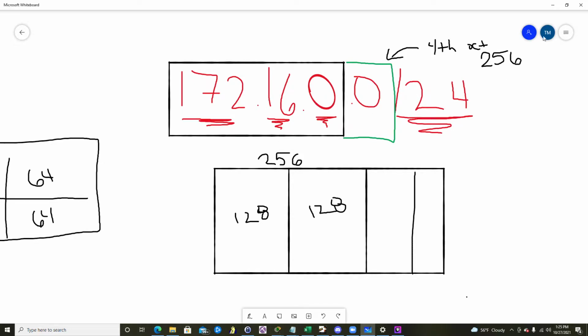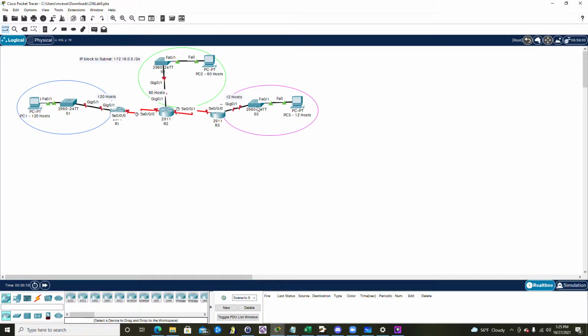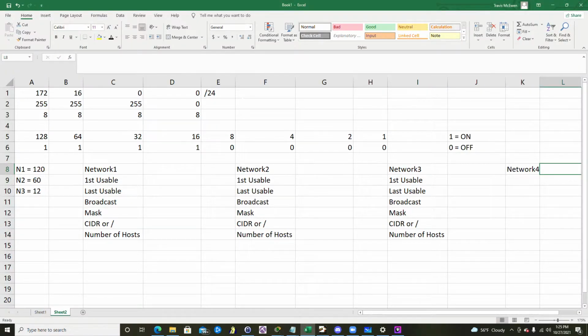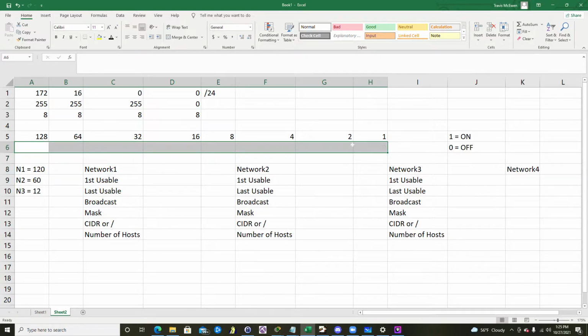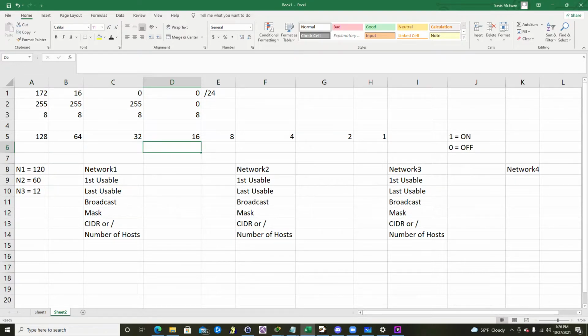To walk through this a little better, we're going to set up a little sheet, and I'm just using Excel to make it a little easier here. In the sheet, we're going to walk through configuring and setting up our different networks for the subnet. Again, our starting point is 172.16.0.0/24. Again, what this /24 represents is a shorthand way of writing out our subnet mask.